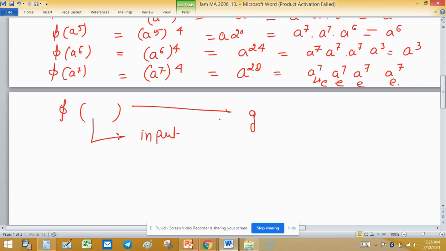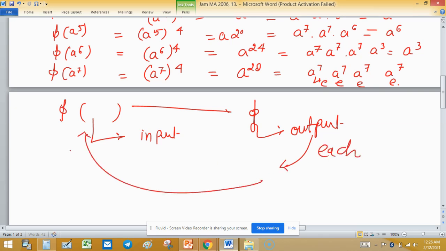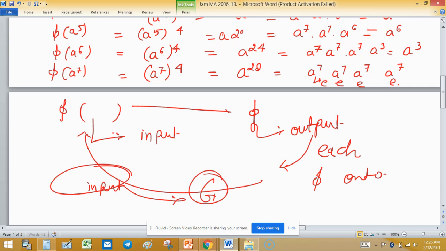So you can check, as you put an input, you will get an output for phi, and for each output there exists a domain element, or input. For each output there exists an input, and these inputs are coming from G. So phi is onto, and clearly for each input there is a distinct output. So phi is also 1-1.